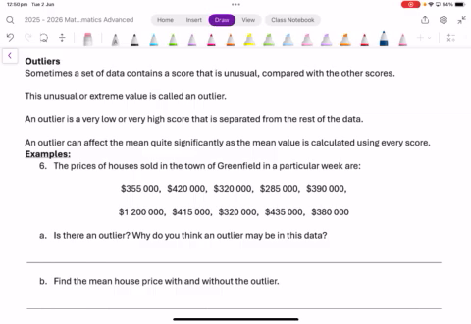An outlier can affect the mean quite significantly, as the mean value is calculated using every score. So what we have here is the prices of houses sold in the town of Greenfield in a particular week are as follows. Is there an outlier? Why do you think an outlier may be in this data? Where's the outlier? This one. Okay, and the reason is because house prices vary. It might be a really expensive house, like the best house on the street.